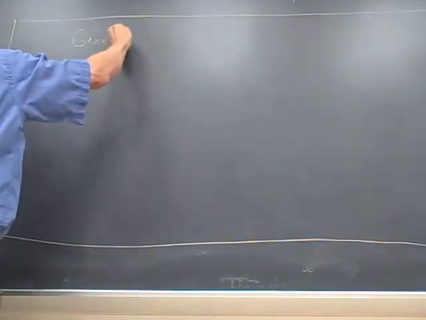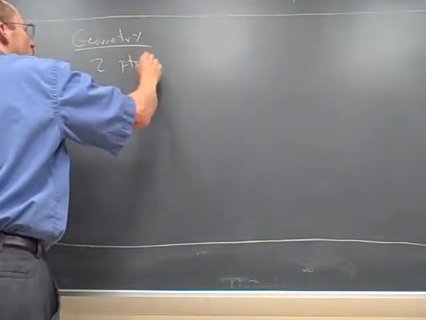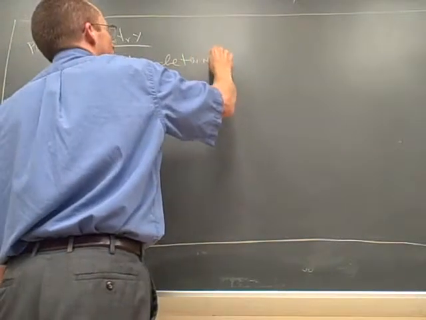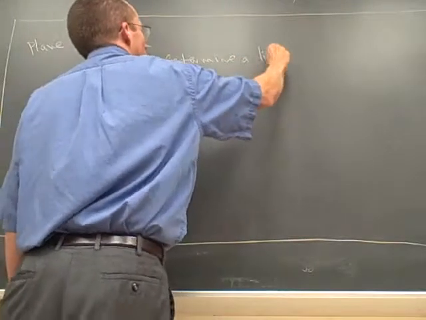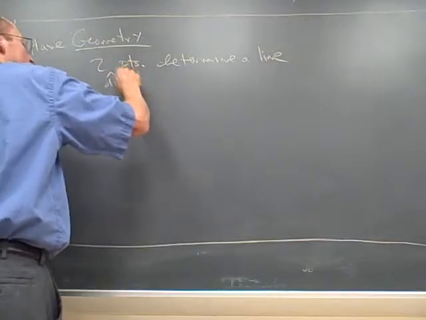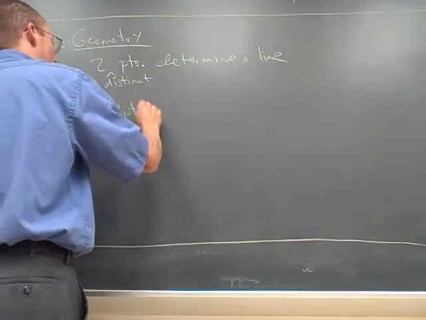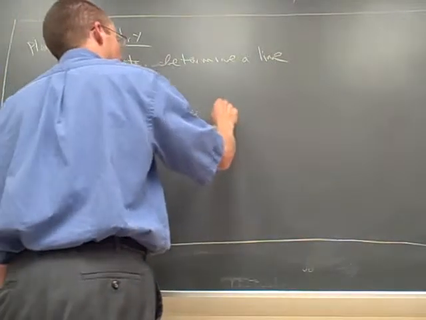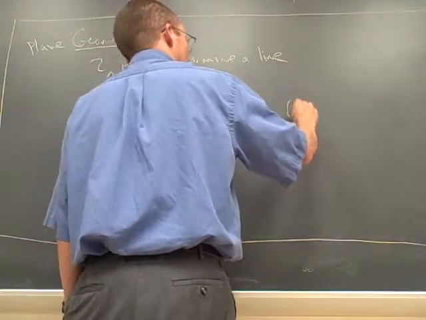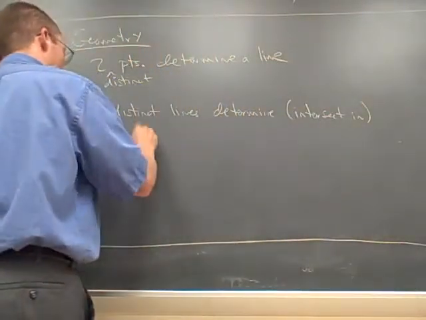Some very, very basic facts about geometry, this is plane geometry, is that 2 points determine a line, and that's 2 distinct points. So you just repeat the same point twice, that's not going to work. And 2 distinct lines determine, by intersection, a point.